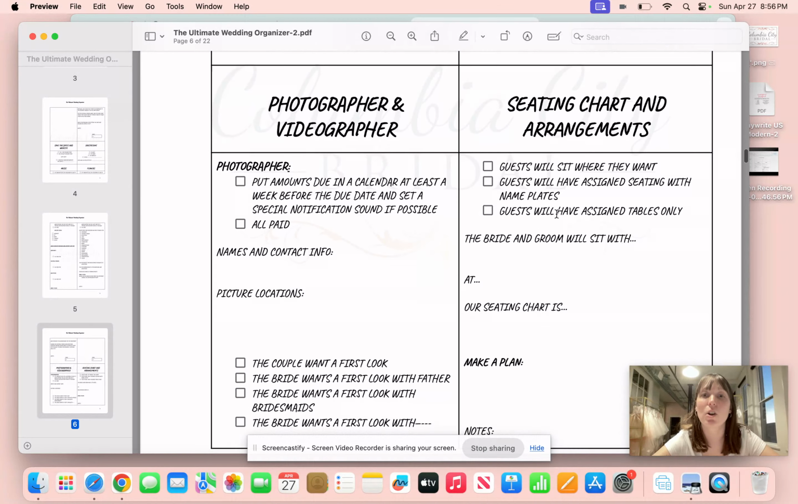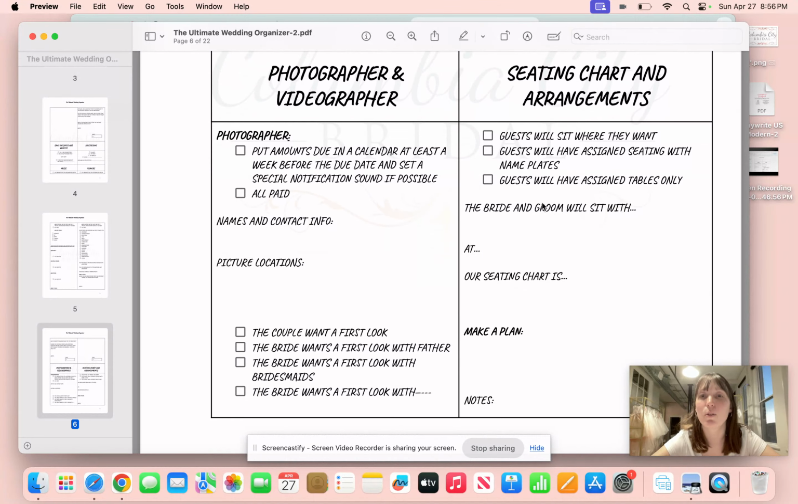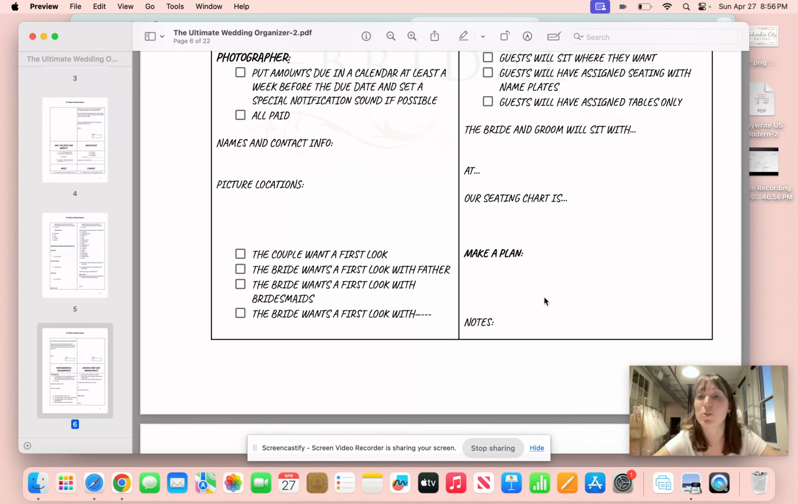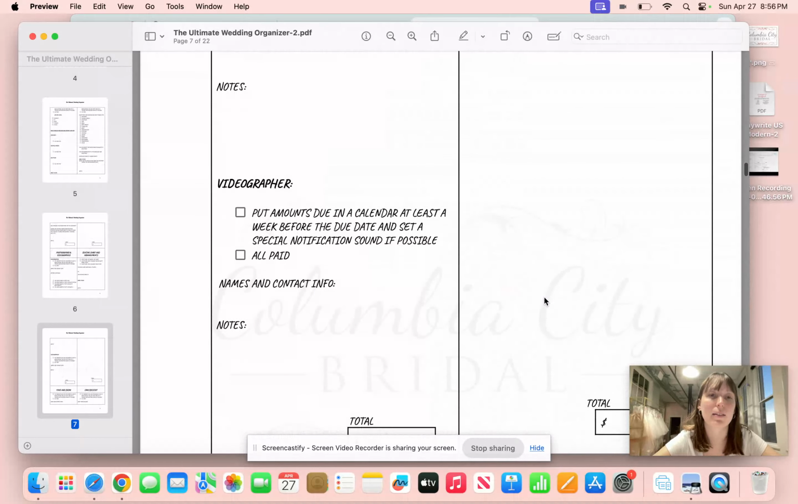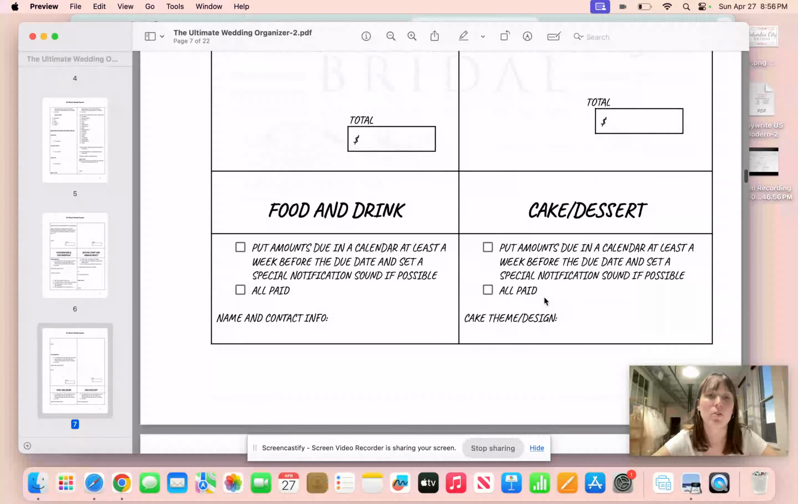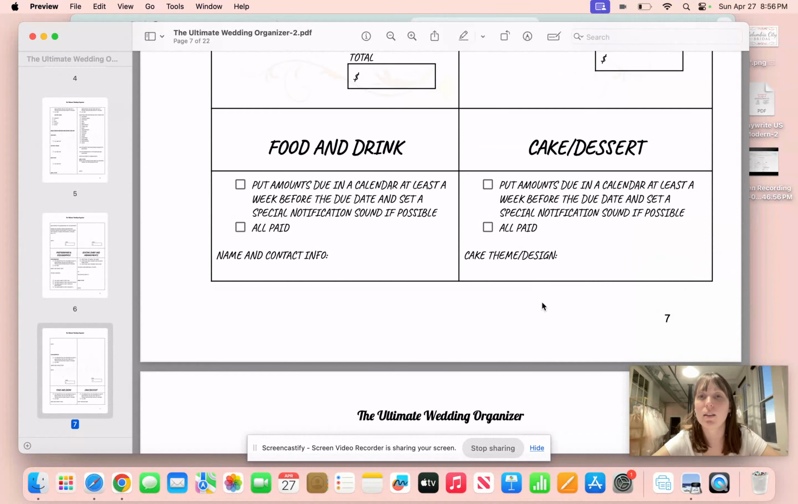Okay, so we have seating chart and arrangements. Who are the bride and groom going to sit with? Where are you going to sit? And what is your seating chart like? Making a plan for that. Food and drink. Cake and dessert.